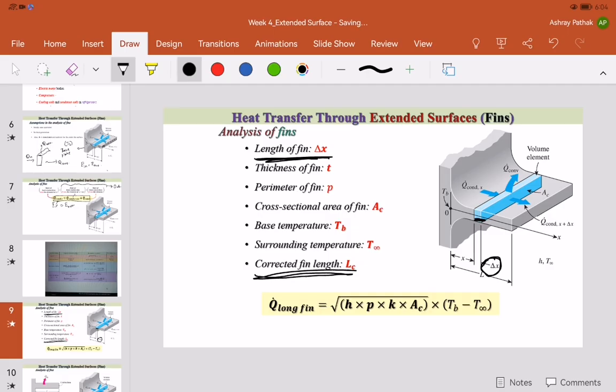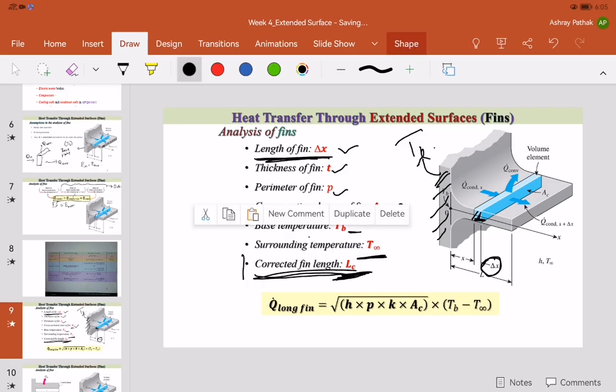As we were discussing, that's the blue area, that's the fin. Delta x is the length of the fin, t is the thickness of the fin, p is the parameter of the fin, and A is the cross-sectional area of the fin, designated by AC. The base temperature is TB, that's the place where you find the base temperature. T infinity is the surrounding temperature, and LC is the corrected length. One of the important aspects to understand is this corrected length, right?